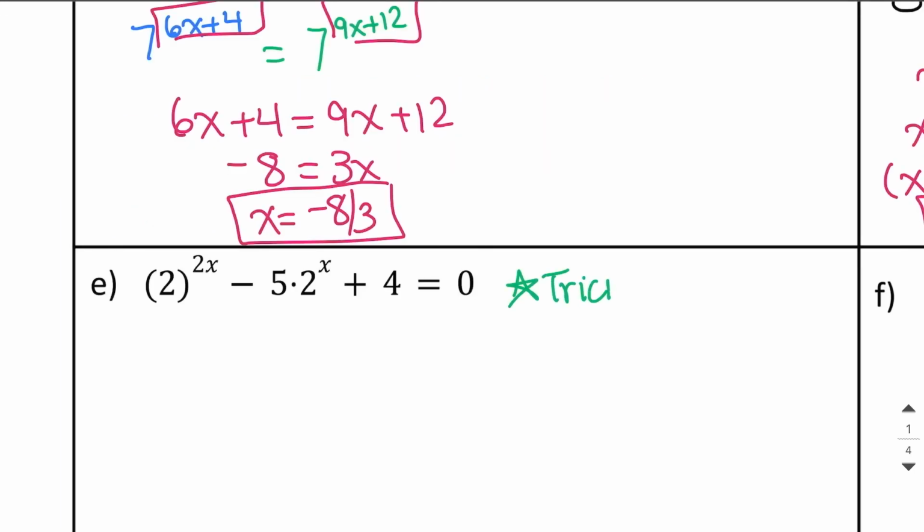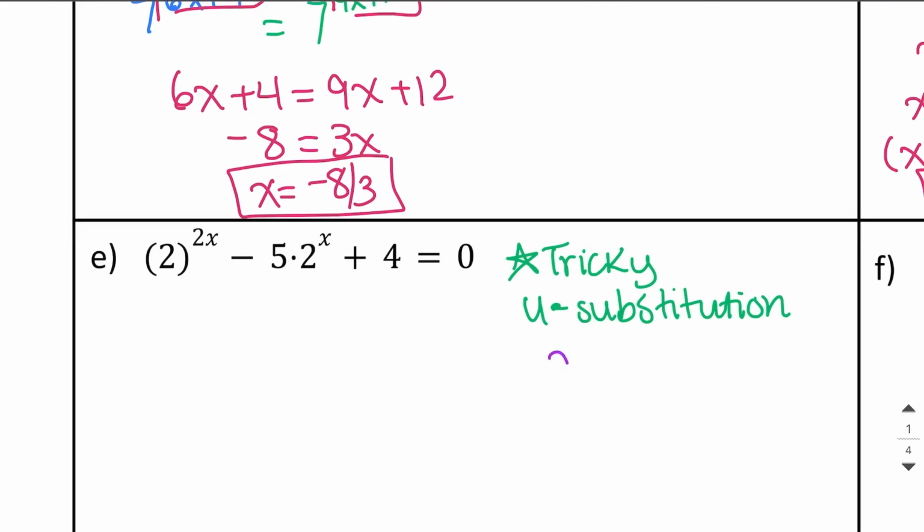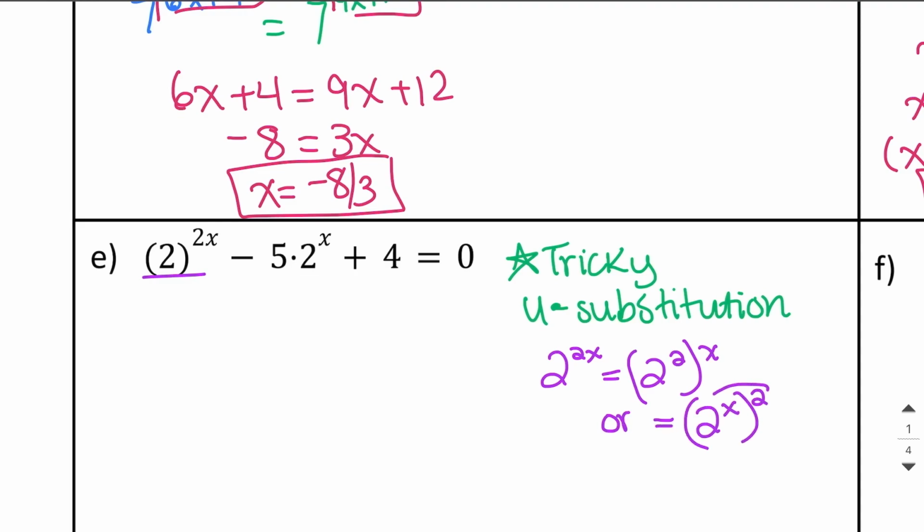This next one is quite tricky. We need to do u substitution. So for starters, if you look right here, this is 2 to the power of 2x. So we can say that 2 to the power of 2x is the same thing as 2 to the power of 2 raised to the power of x, or it's the same thing as 2 to the power of x all raised to the power of 2, because when you multiply these exponents, you would still get 2x.